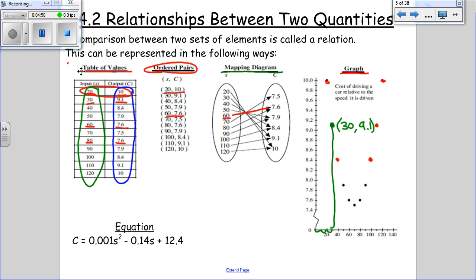The ordered pair is the same one you found over here, which is also the same one you found on your table of values. All of these things are just the same way of representing something different. They're all just representing the same amount of data in a different way, which is really just comparing two things. And in our case, it's S and C. We don't know what those two things are, but it's representing them.